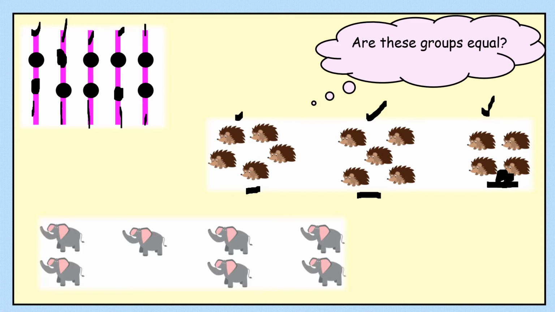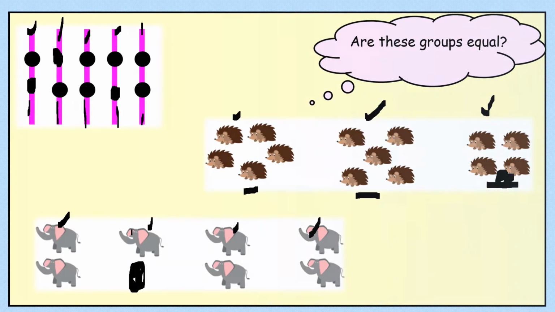And lastly, let's have a look at the elephants. I can see 2, 1, 2, and 2. Are these groups equal? No, 3 groups are equal, but one of them is not. So what do I have to do here? I have to add 1 more. I'm not very good at drawing elephants at the best of times, let alone with this mouse, so I'm just going to draw a dot. We've got 2 in this group, 2 in this group, 2 in this group, and 2 in this group. I have 4 groups and they are all equal. Well done.